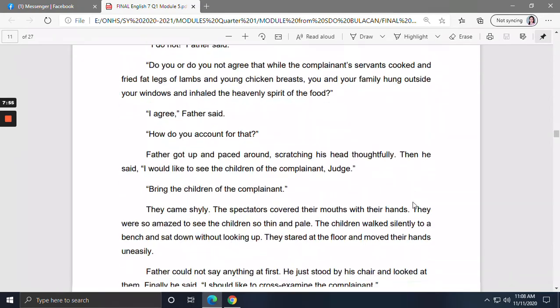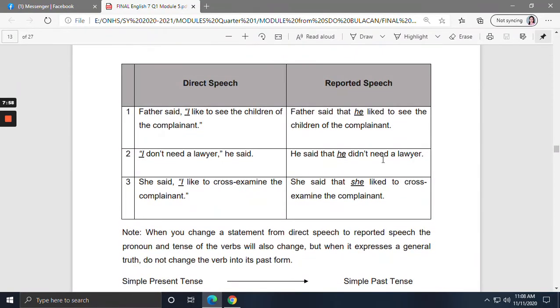Now, let us go back to the example a while ago. So, just like what I said, we need to copy this. And then, change comma to that. Then, change the pronoun I into the pronoun suited for the father. And father is a male gender, so we will use he. We need to change like into past tense, so the correct answer is liked. And just copy the remaining part of the sentence. To see the children of the complainant. Period. So, no need to put quotation mark.